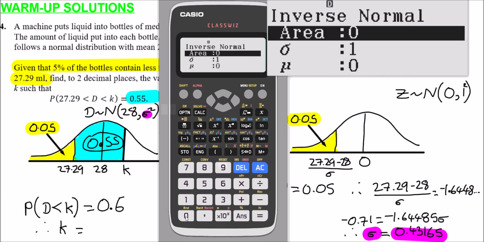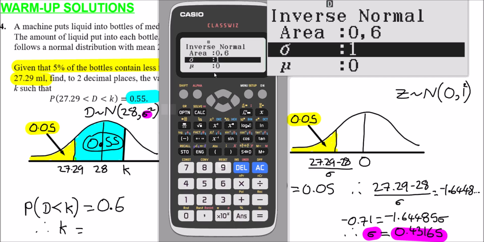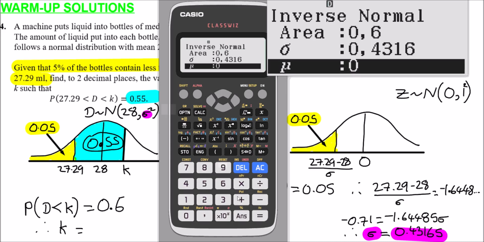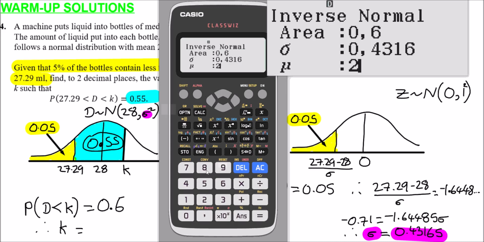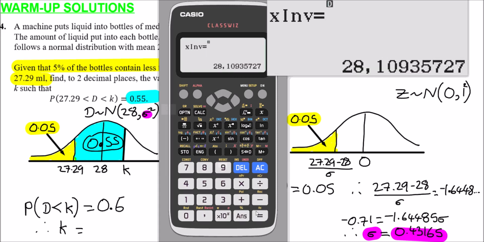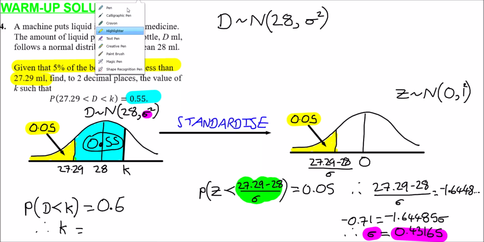I need the area to be 0.6. I know now the standard deviation sigma is 0.43165, and the mean, of course, was 28. So we press this in, and this will give us the required value, which will be k, which will give this required proportion of the curve 0.6. So press equals, and I get here that k must be 28.11 milliliters.